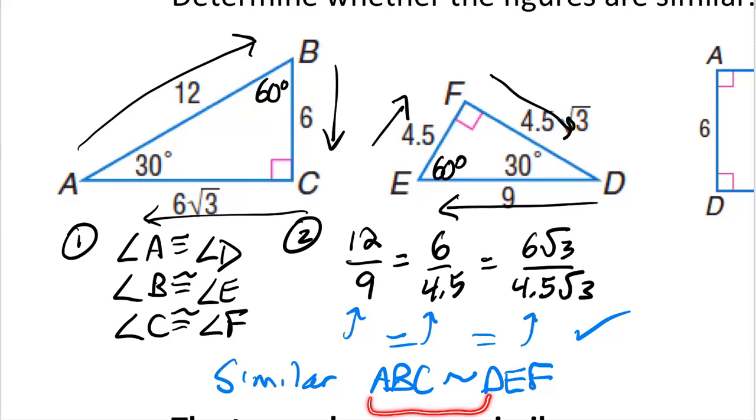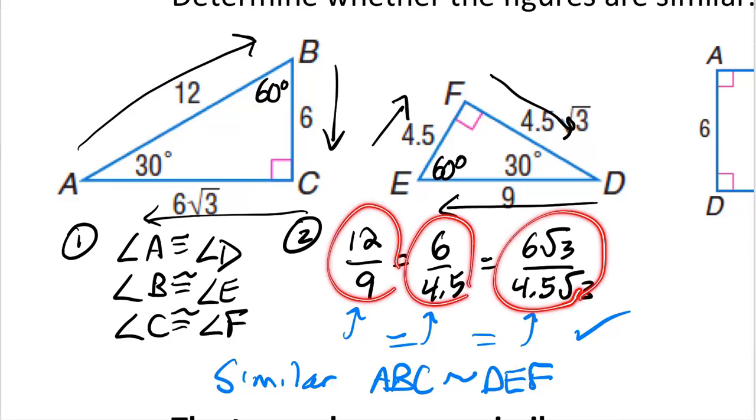A and D are both 30, B and E are both 60, C and F are both 90. That's only if these are equal. So you can pause the video and get your calculators out if they're not out and see, are each of those equal to each other.